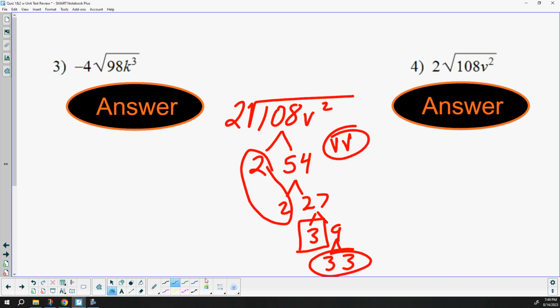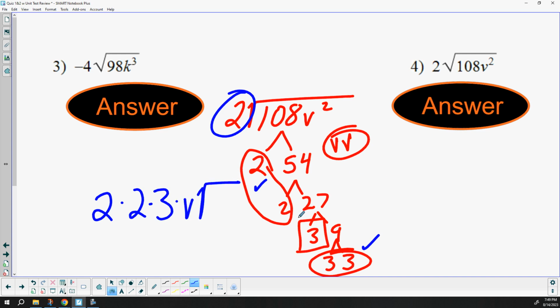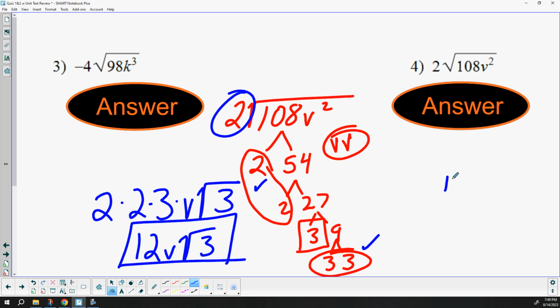So, be wary. There's already a 2 outside. So 2 times this 2, times this 3, times the b with a 3 left over. 2 times 2 is 4. 4 times 3 is 12. 12b root 3. Good job if you got it right.